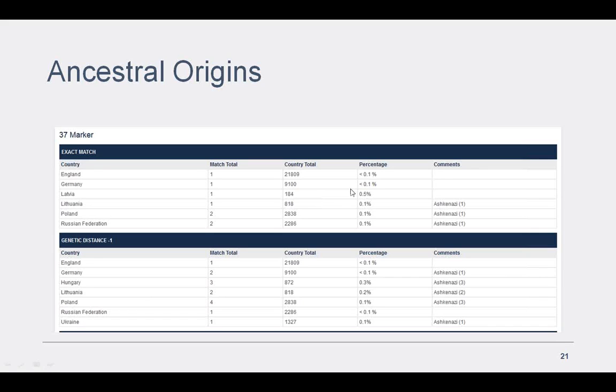So what this is going to do, and this will actually show you this for all of your marker levels, I happen to pull out a screenshot of the 37 for my brother. For his exact matches, it'll give me countries of origin that his matches reported. This is self-reported information, as their most distant known country of origin.